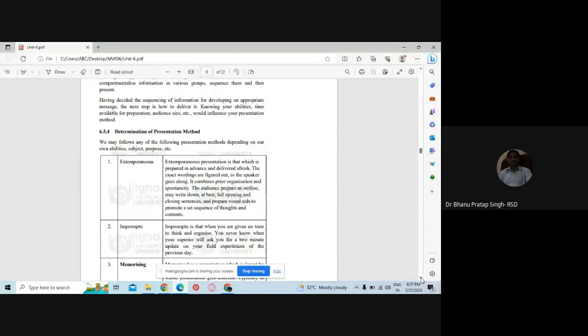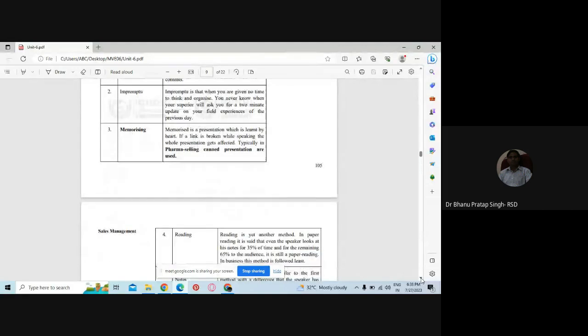Second is impromptu. Impromptu is when the presenter or salesman is given no time to think or organize. Even the presenter never knows when their superior will ask, within 2 minutes or 3 minutes. So it is important where the salesman is free to use their own words.